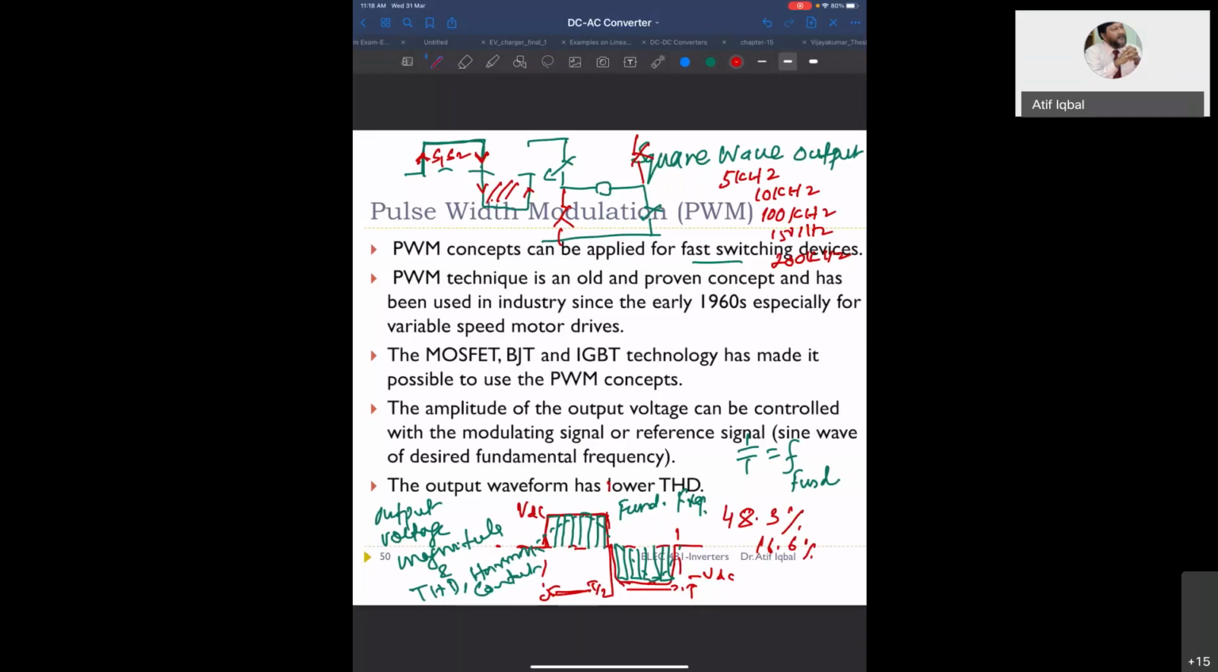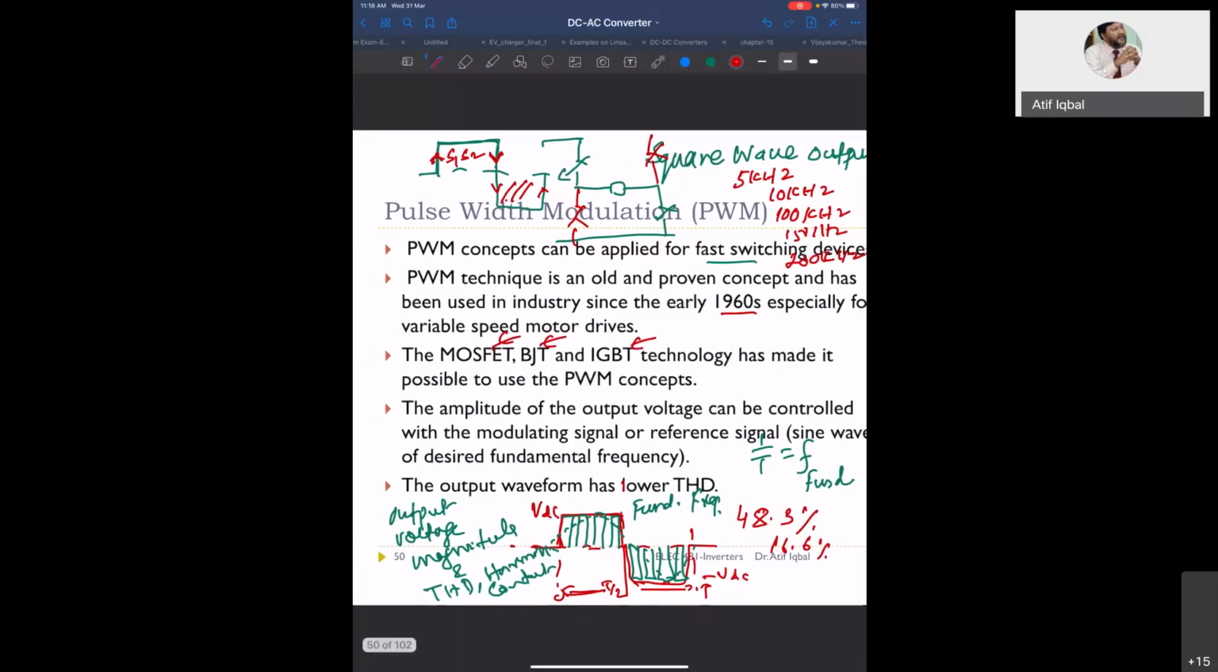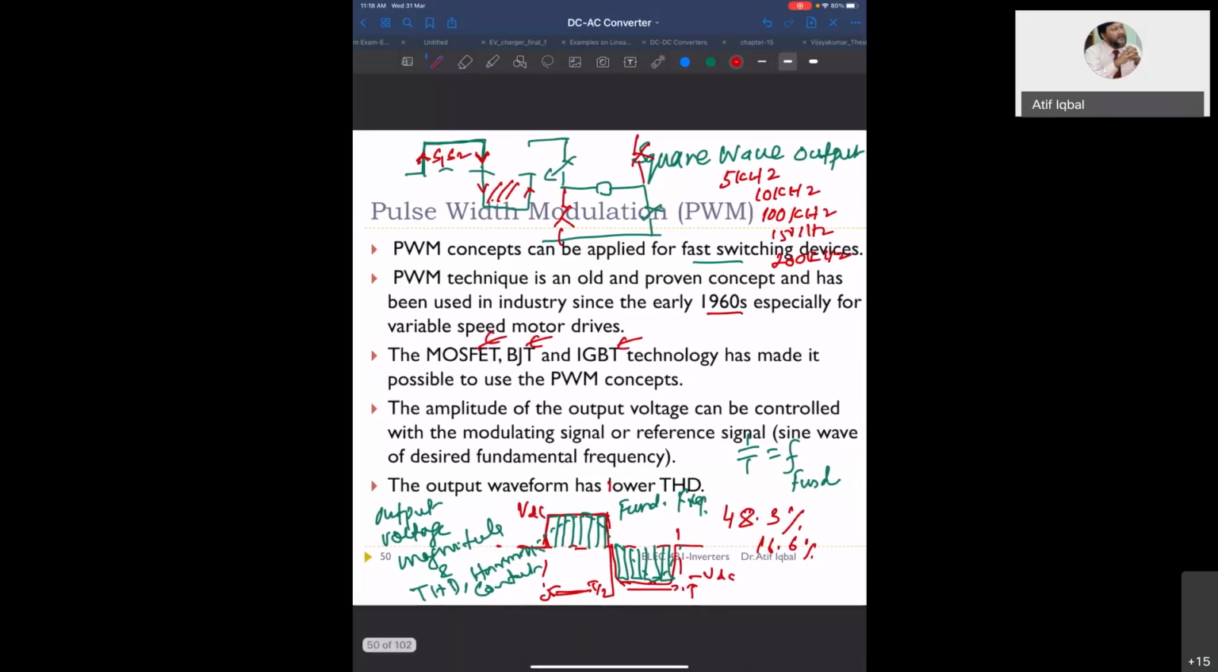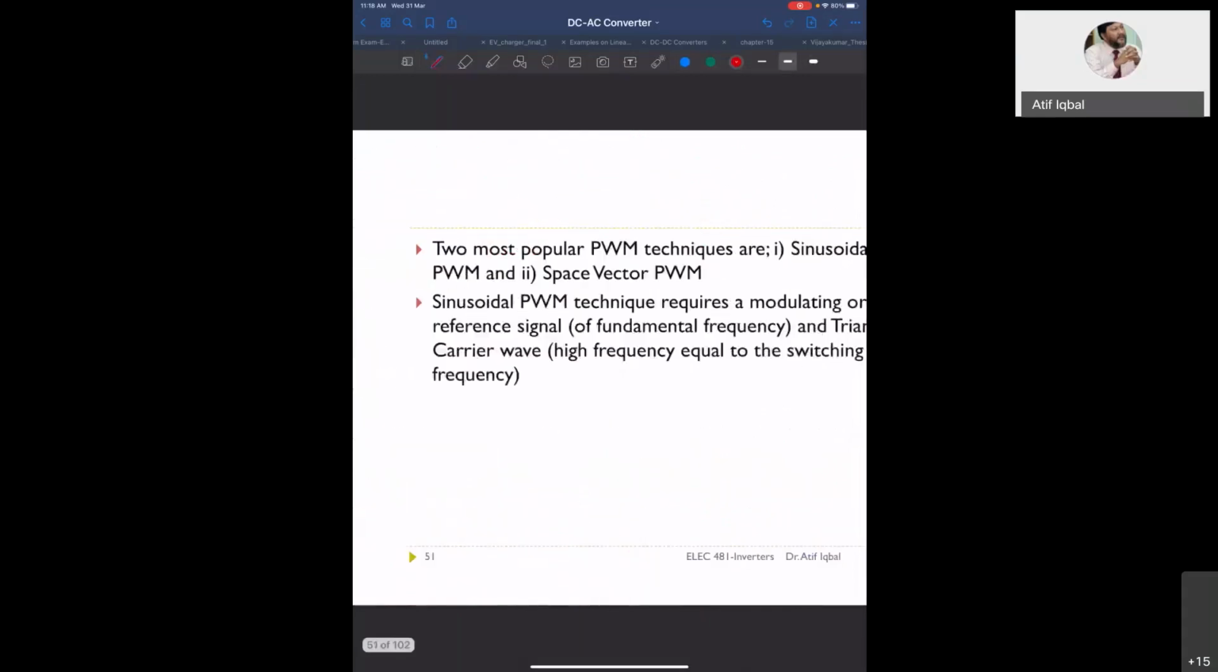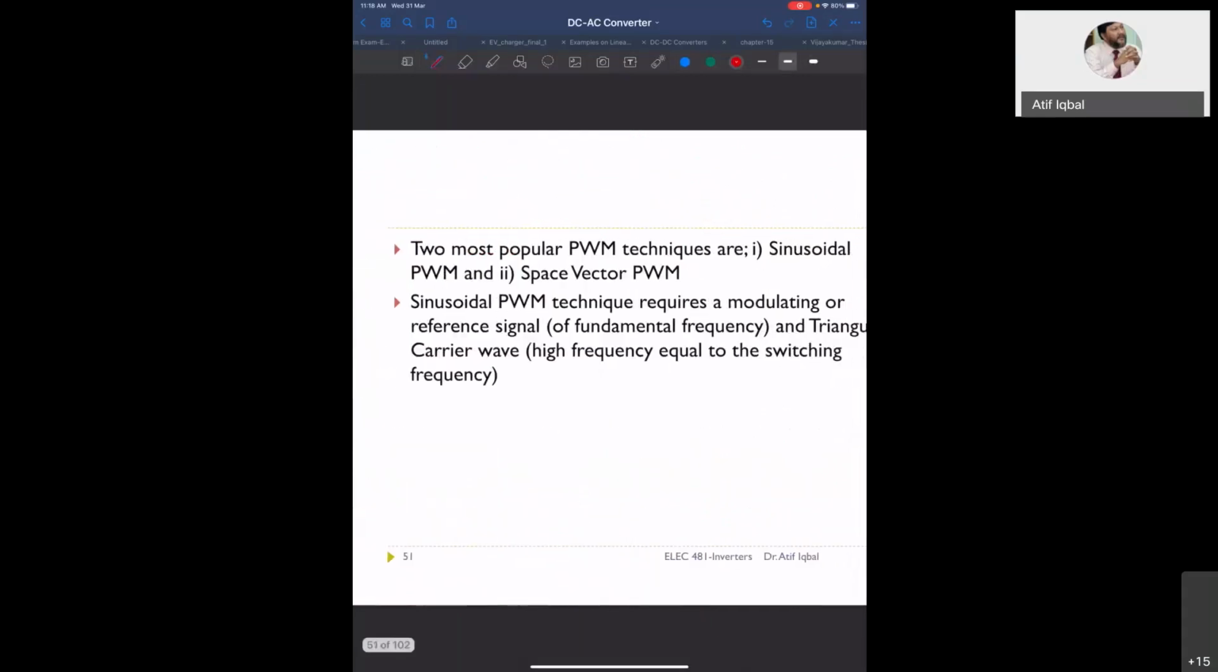The PWM technique is an old and proven concept and has been used in industry since the early 1960s, especially for variable speed motor drive applications. MOSFET, BJT, and IGBT technology has made it possible to use PWM techniques because they are high switching frequency devices. They switch at very high frequency, unlike the thyristor, which switches at low frequency. The amplitude of the output voltage can be controlled with the modulation signal, or reference signal, a sine wave of the desired fundamental frequency. We will see how next. The output waveform has lower total harmonic distortion.